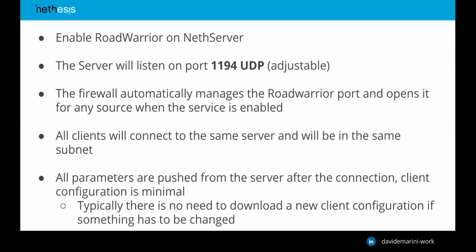But what about clients? All clients will contact the server on port 1194 UDP and will establish a connection. Client configuration is deliberately minimal and all options are pushed by the server. For example, if you need to add another route or change other parameters, you can do this just working on the server, leaving the client configuration as it is.